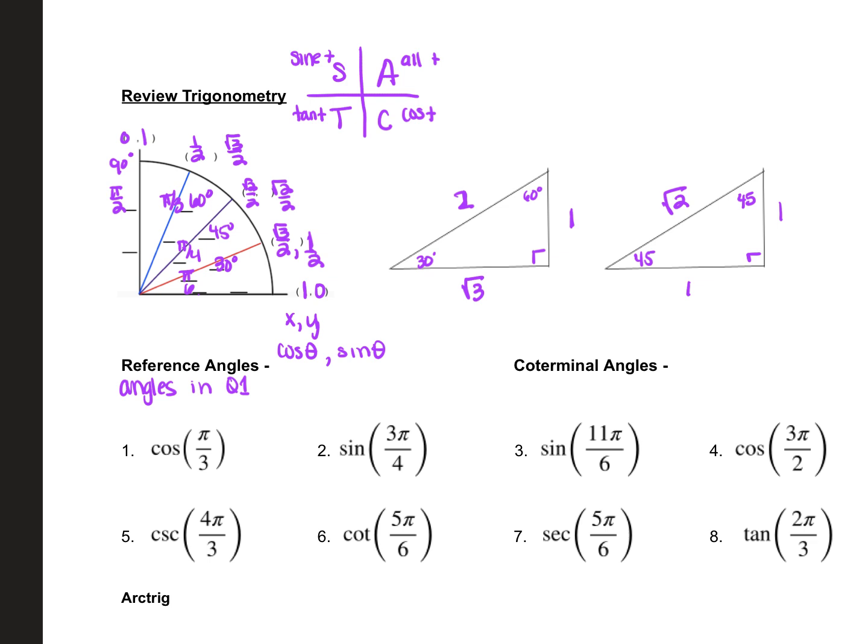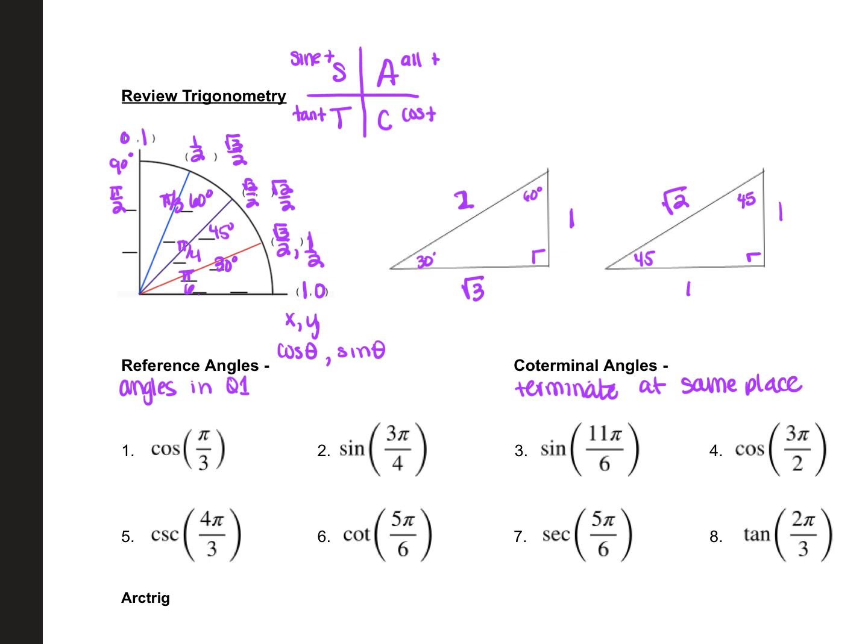Coterminal angles are angles that terminate at the same place. So unlike Cartesian coordinates x, y, where every point is unique, polar's not that way, or anything with trig, because if I'm talking about theta equaling 10 degrees, that's the same thing as theta equaling 370, because everything's very cyclic in trig.